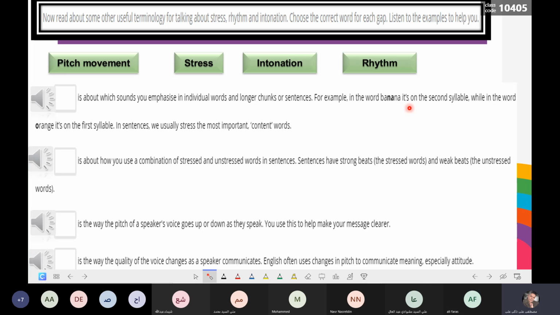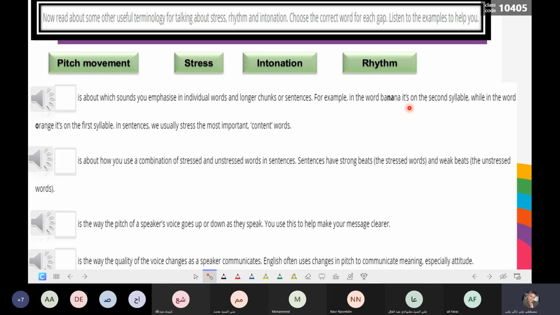My question is, what is the indirect way? What are the easiest ways of helping learners to know about stress, rhythm, intonation, pitch movement without engaging them in terminology? I think if we read the definition itself, we'll notice the word banana has two letters that are written in black bold font.